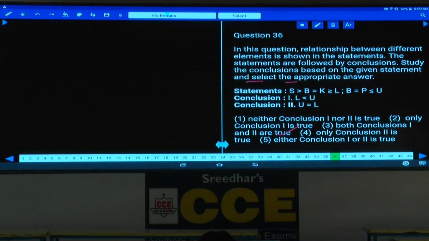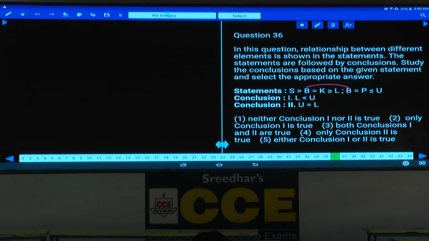Now in this 36 to 40, what are the elements here? Inequalities. Now first one, L and U. If you observe here, both the conclusions are in between L and U only. Then identify the relation between L and U. What is the element which is common here? B is the letter which is common. B to L and B to U.